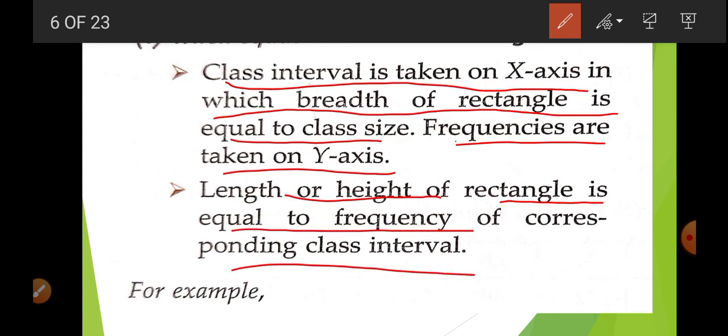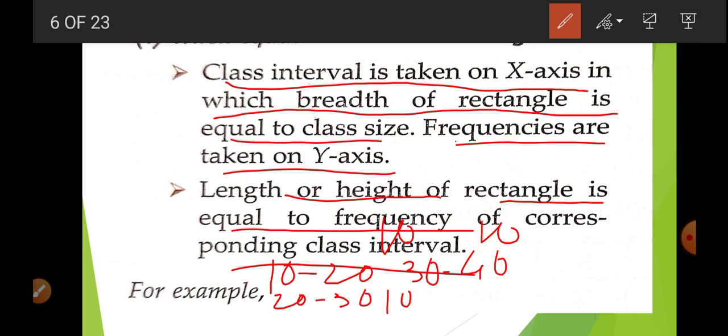That is, in class intervals the difference is going to be the same. Here it is 10. Here it is also 10. The difference is 10 here. So this we are going to represent on the OX axis, and frequency we are going to represent on the OY axis.